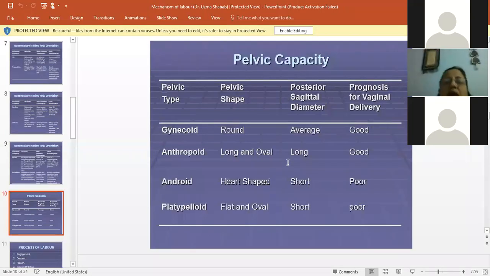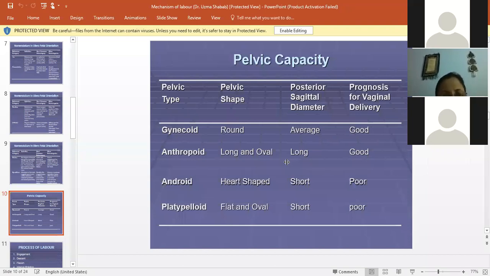Now, if we see the different types of pelvis that are present, there are 4 types of pelvis. But the most common type of pelvis, which is responsible for normal delivery, is the gynecoid type of pelvis. This gynecoid type of pelvis is round in shape. It is good for normal vaginal delivery.